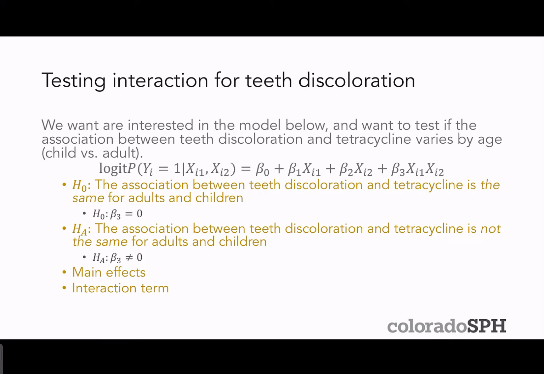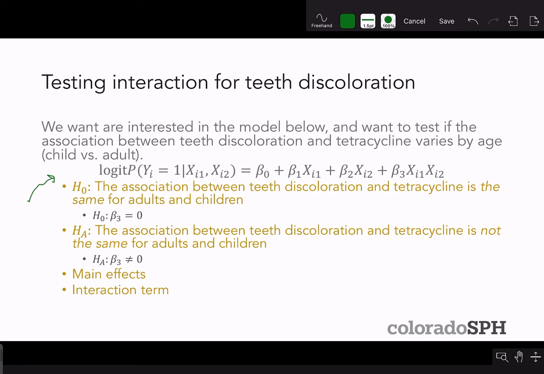If we do want to test for the association, then we're going to be interested in the model printed below. That allows us to test if the association between teeth discoloration and tetracycline varies by age. In this model, you have your intercept, you have X1, which in this case is tetracycline, whether or not it was received, you have X2, which is age, young versus old, and then you have your interaction term, which is X1 multiplied by X2.